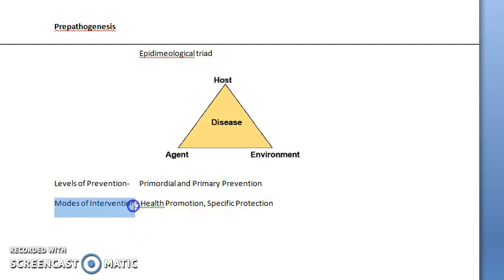Modes of intervention here will be health promotion and specific protection. Specific protection is immunization. Health promotion is health education, nutrition, lifestyle changes, and what is the other one? The other one is environmental modification. All those four come under health promotion.